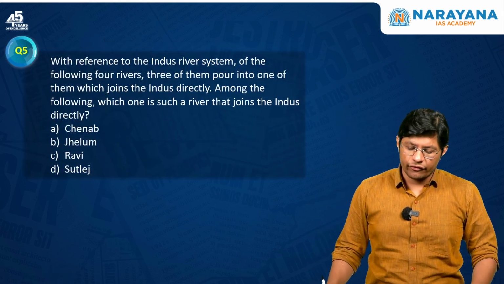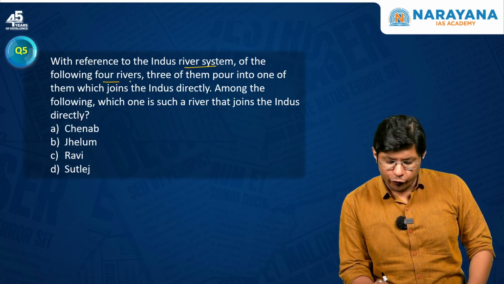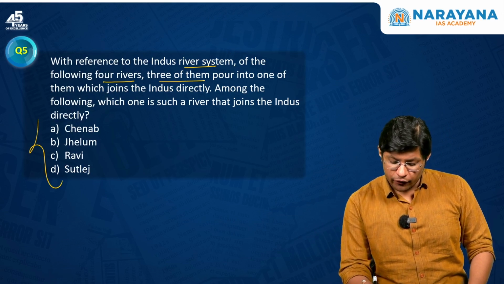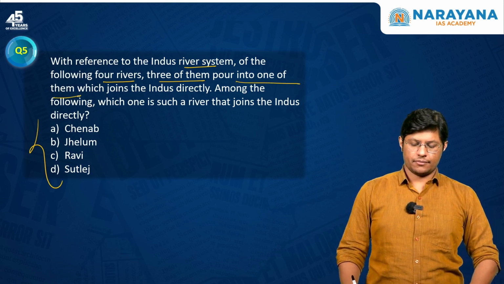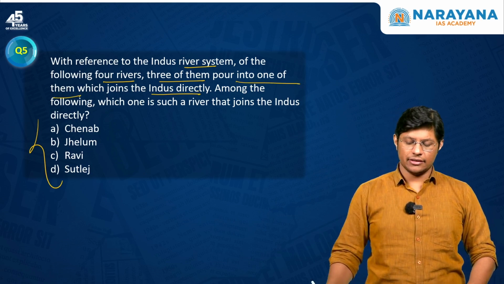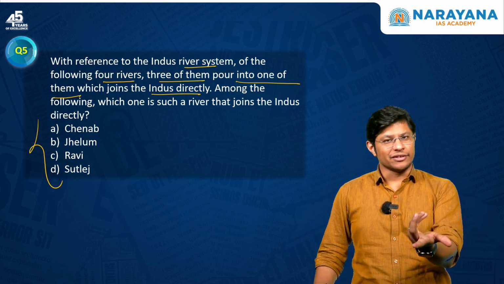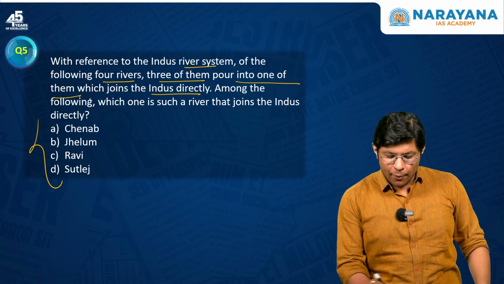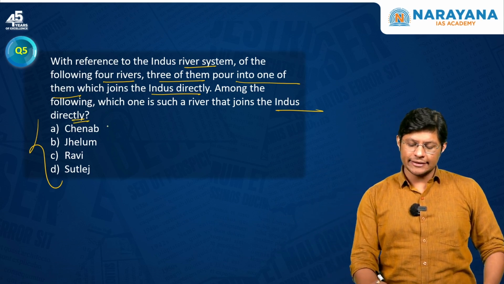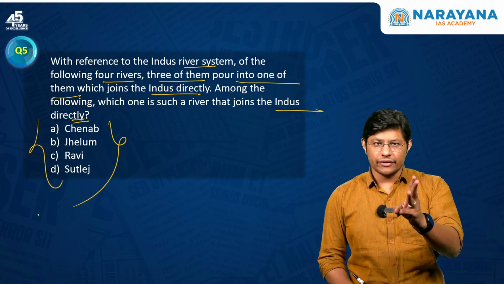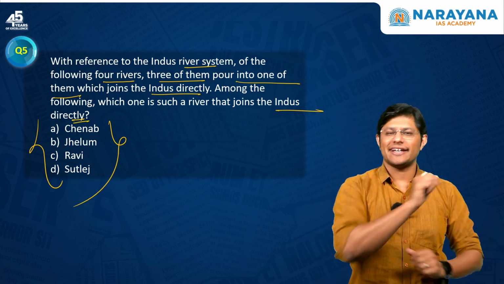Next question, with reference to the Indus river system, which of the following 4 rivers, 3 of them pour into one of them, which joins the Indus directly? Now, this actually is a very tricky question. They just played with the words. Among the following, which one is such a river that joins the Indus directly? Which means out of these 4 rivers, 3 rivers join the 4th river, and the 4th river joins the Indus directly.